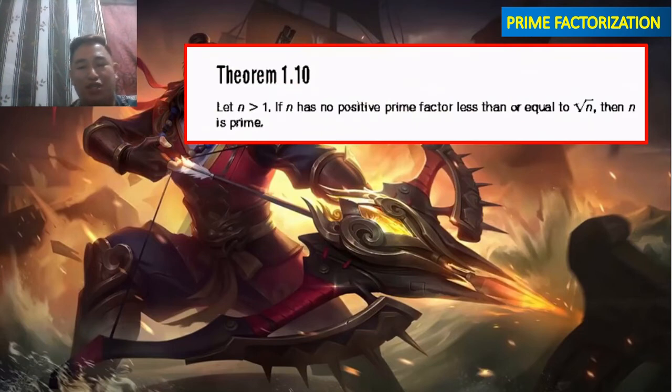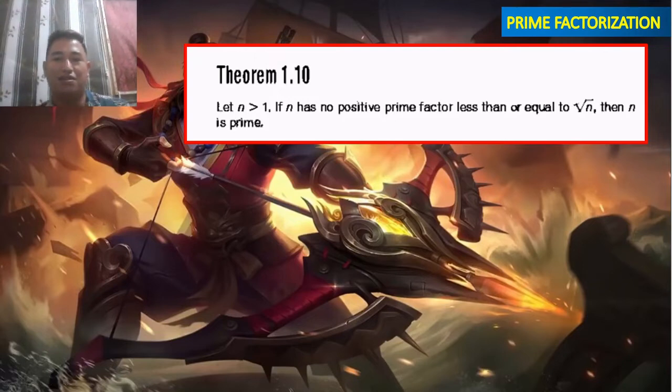Next class, Theorem 1.10. Let n be greater than 1. If n has no positive prime factor less than or equal to the square root of n, then n is prime. Okay, kanina class ang last theorem. Okay. So, yung ani daw class, gamiton ni daw class sa pag-determine kung prime ba ang number or dili. So if n has no positive prime factor less than or equal to square root ni n, then si n daw class is prime. Okay, na-gets ninyo ang meaning?